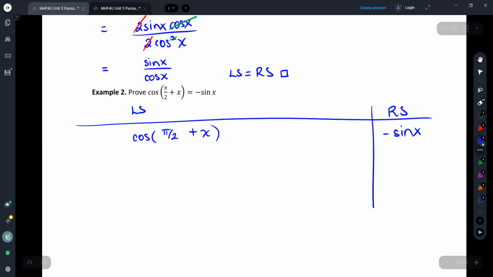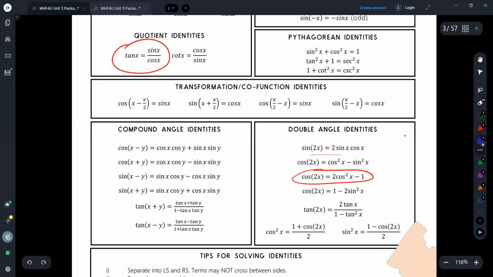So if we look at our identity sheet, I have a couple things up at the top that are similar to this, but not exactly the same. Sam, do you have an idea?